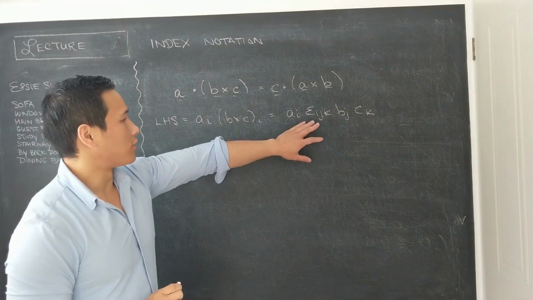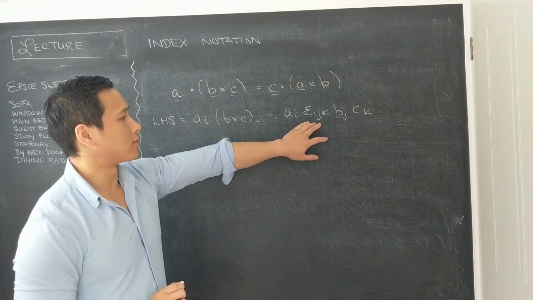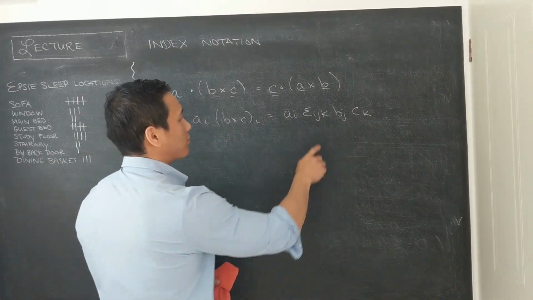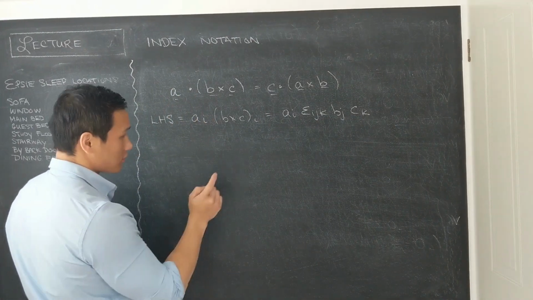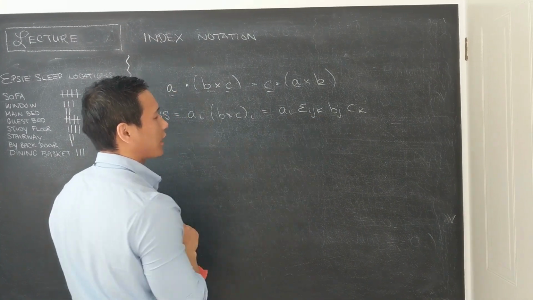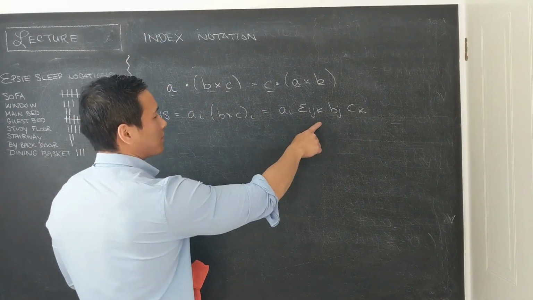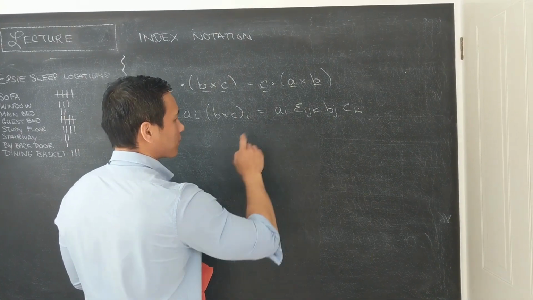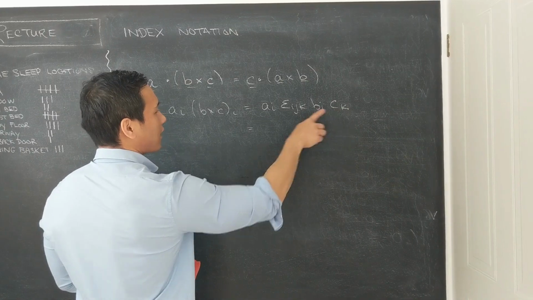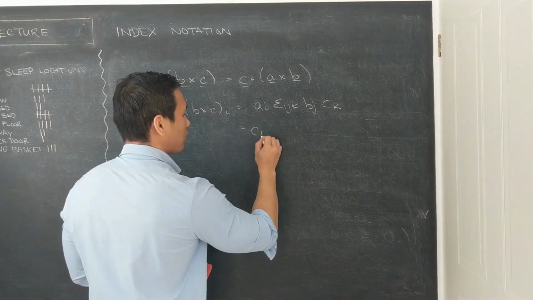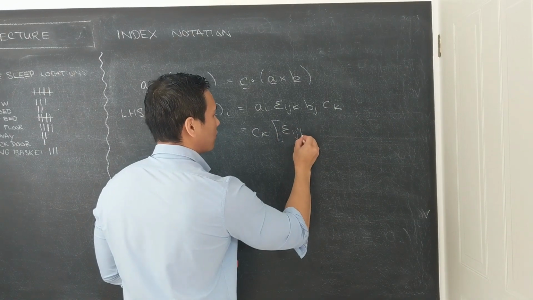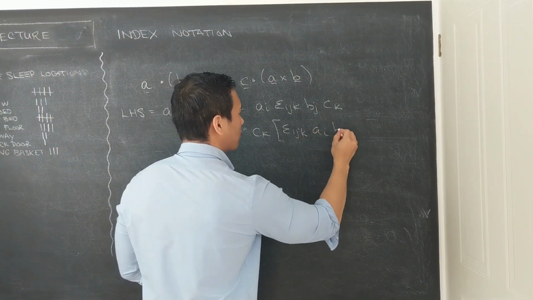Okay, and when you see this thing, this is actually three summation signs, because there's a repeated i, a repeated j, and a repeated k. But you're free to manipulate this as a product. So I can move the c_k over to the left here, and I'll put the rest in a bracket like that.